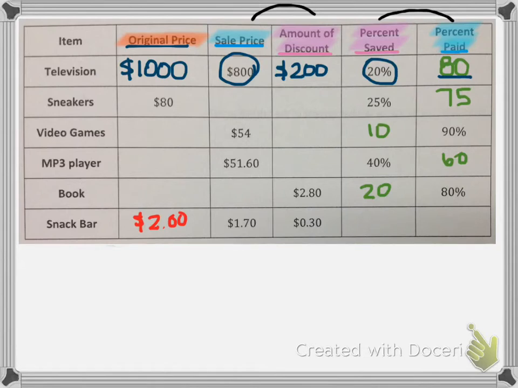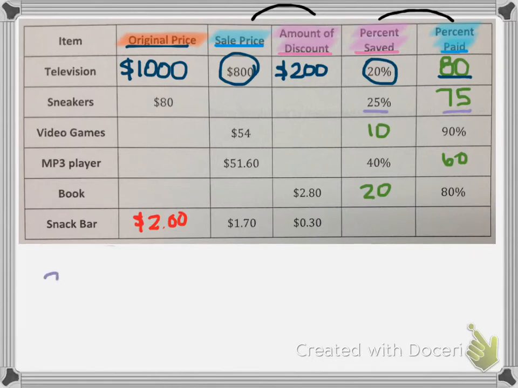Well, when I find the percent saved, that's the percent saved out of the whole thing. And if I find the percent paid, that's the percent paid out of the whole thing. So I can use either one of these, 25% or 75% to start my ratio. I will use the percent saved.